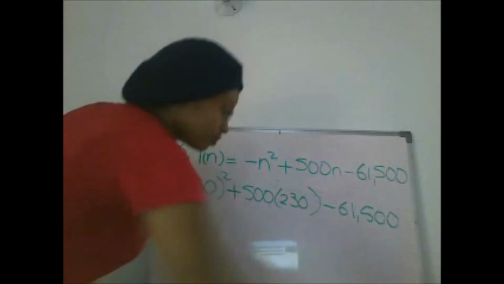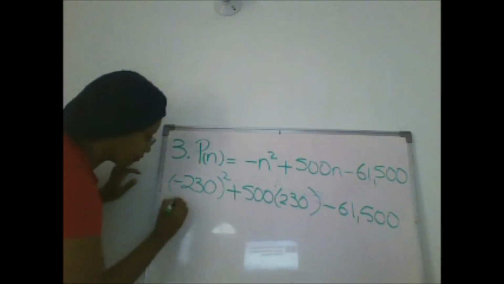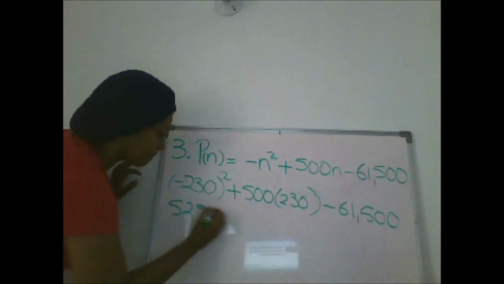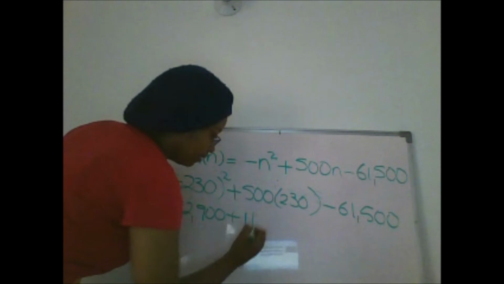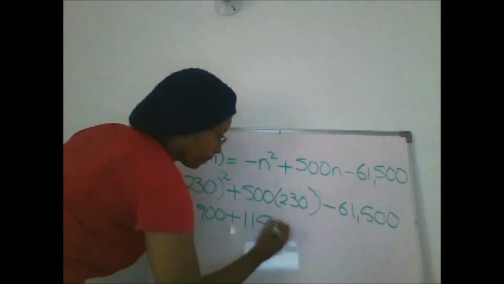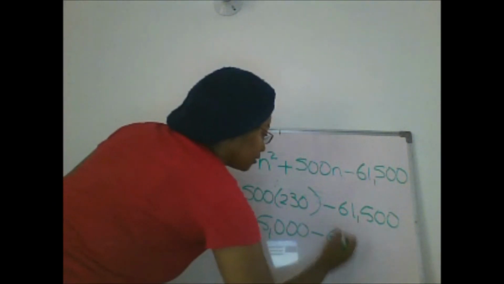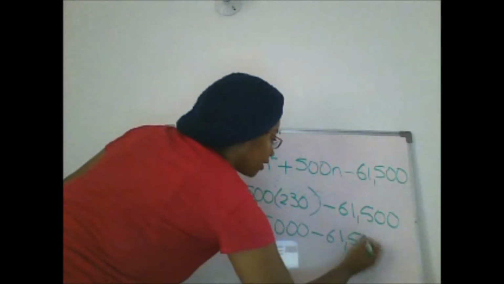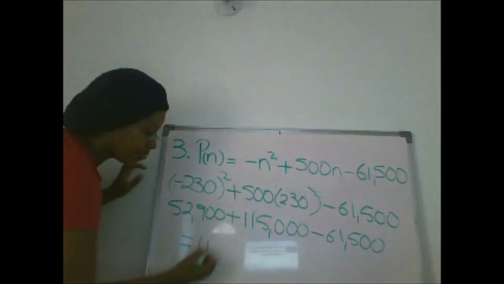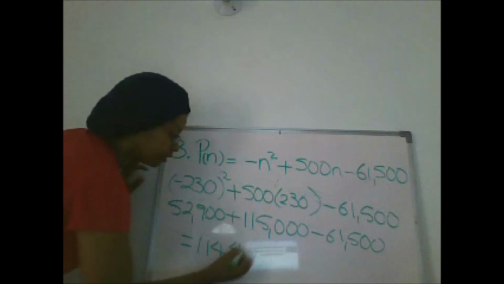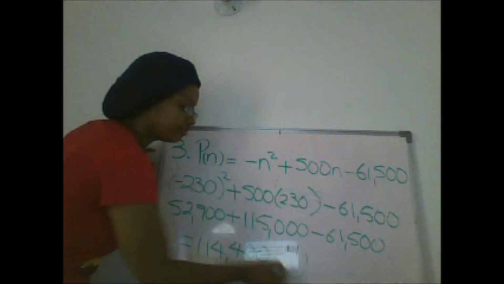This comes to a total of negative 52,900 plus, when you multiply these, this number 115,000 minus 61,500, and we get a total of 1,400. I hope everybody can see it. If not, I'll put it up on the screen later.